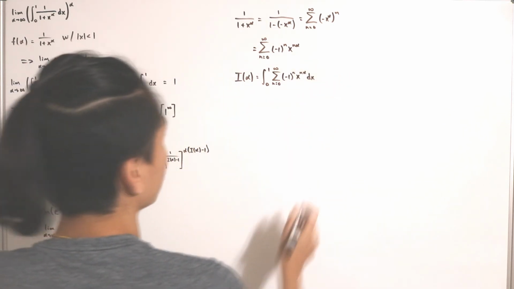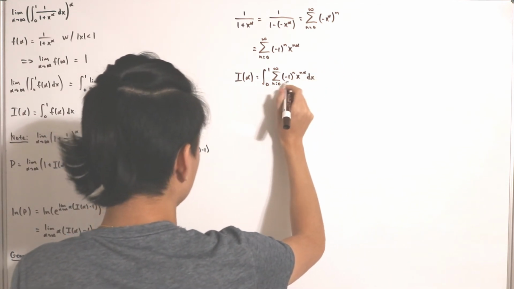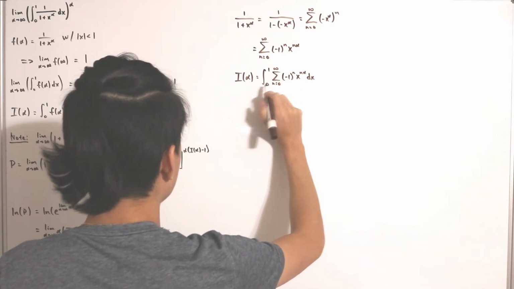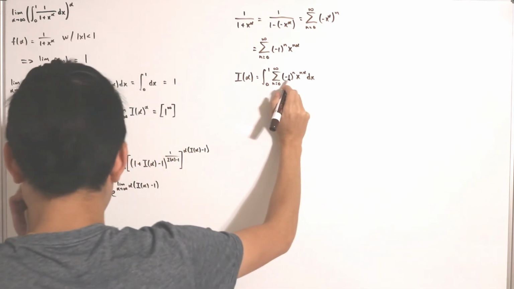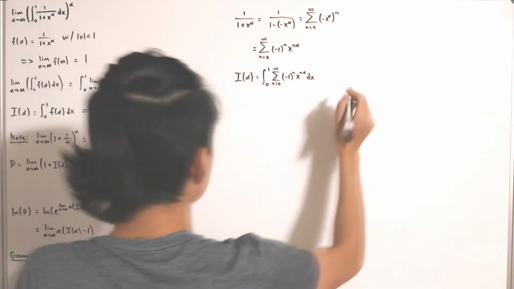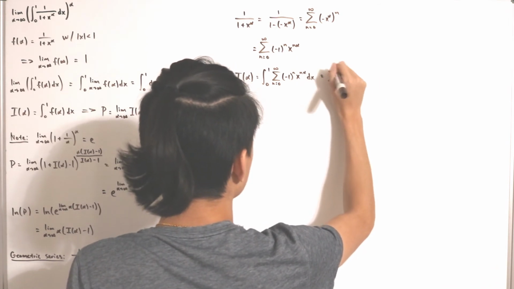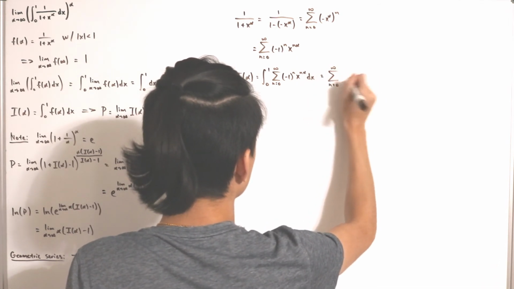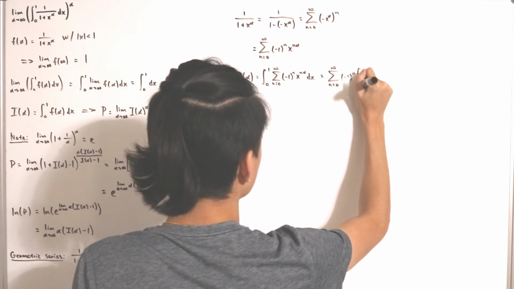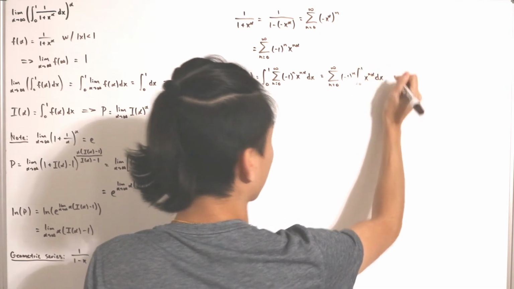And then we can use our rules of series, where we can just move the series outside of the integral, and -1 to the power n is just a constant, so I can move that outside as well. So this is the series from n equals 0 of -1 to the power n, and then the integral from 0 to 1 of x to the n alpha dx.